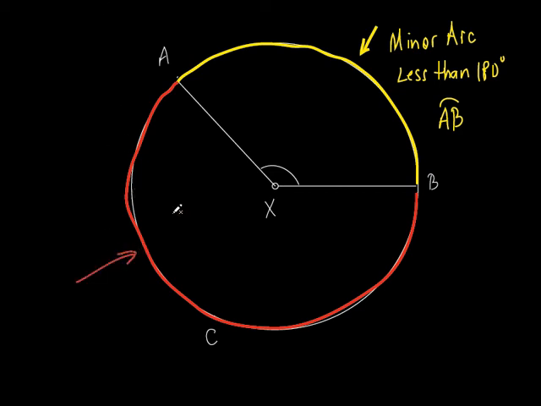Okay, this thing right here, is that arc less than 180 degrees or more than 180 degrees? It's greater. We'll talk about that in a second. Okay, if it's less than 180, we call it a minor arc. So guess what it's going to be if it's more than 180? How about a major arc?